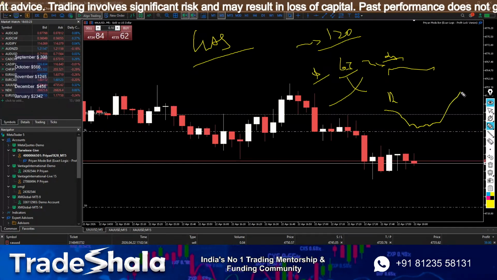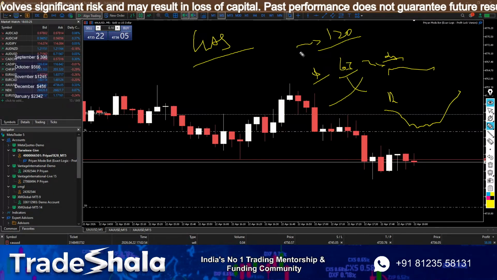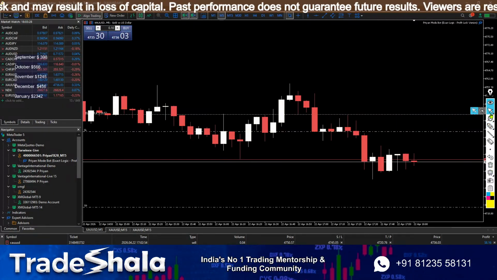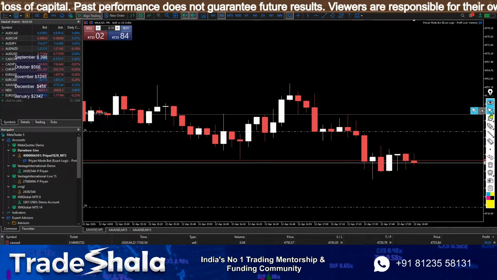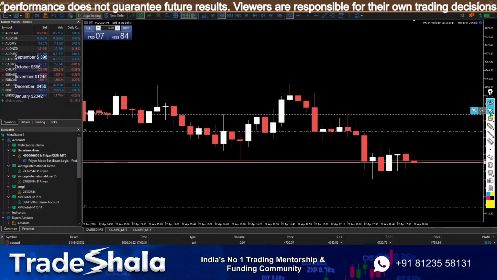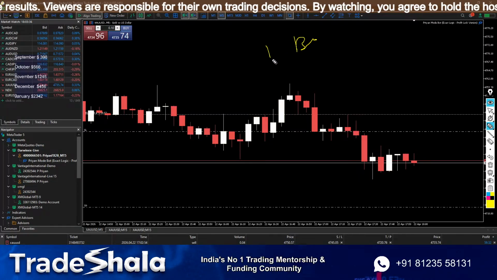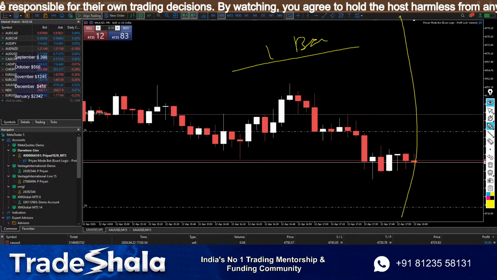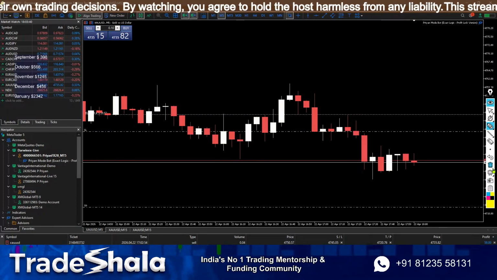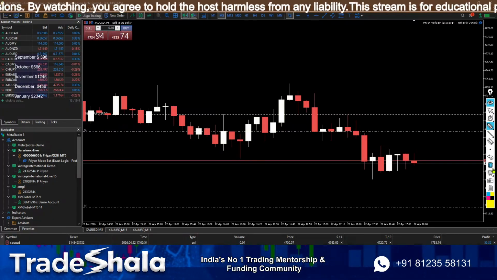This drawdown needs to be recovered. When you get the profit, don't think 100% about reinvesting it. That's not how trading works, because it will take just one bad day. One bad day, and boom, everything will be gone.